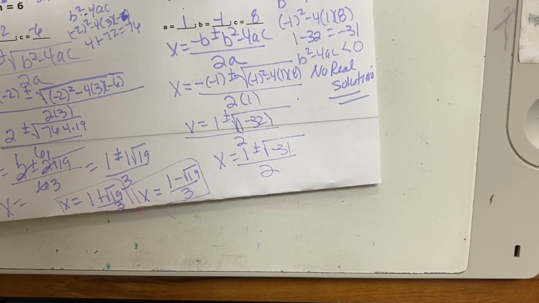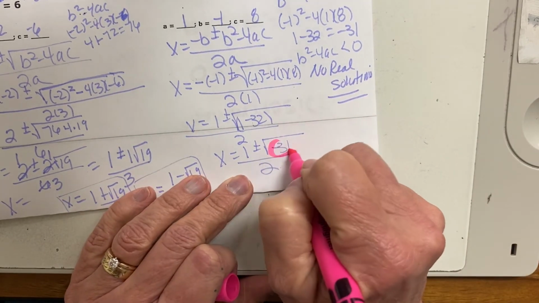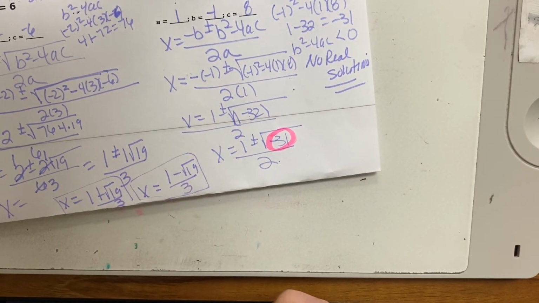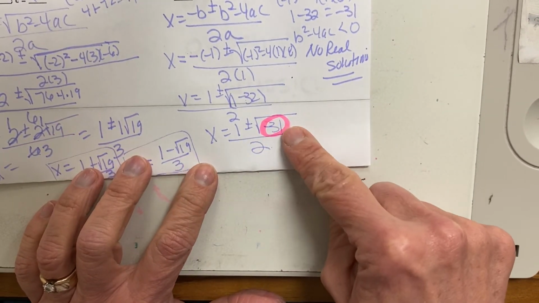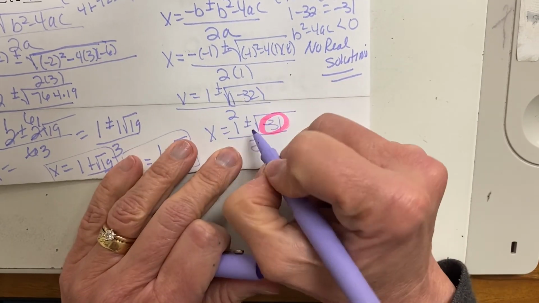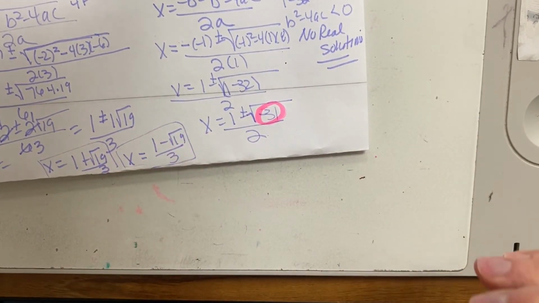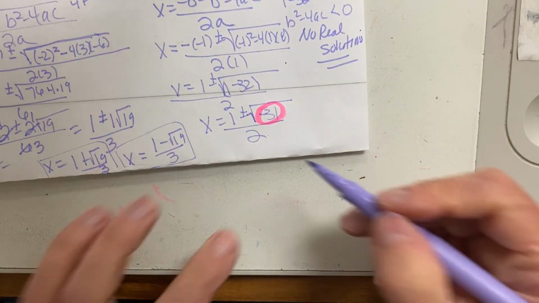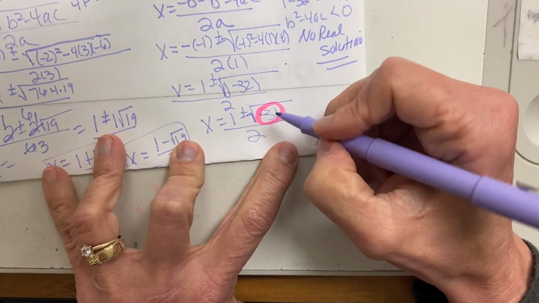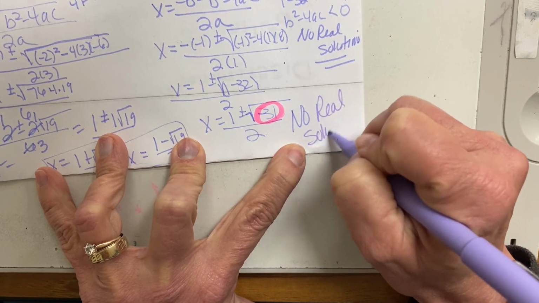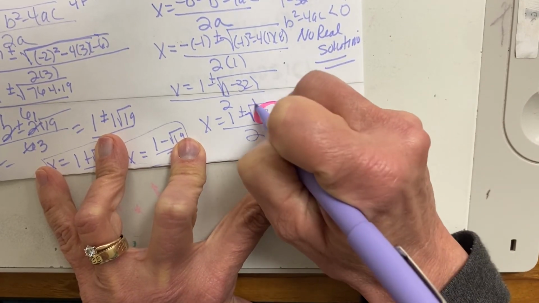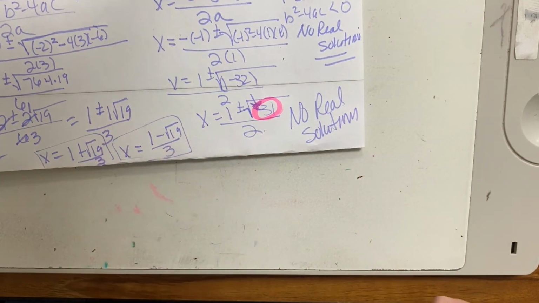So as soon as you get down to this part right here, and you see that you have a negative underneath that square root, that means you're done, because we cannot take the square root of a negative number. That's where we're going to start getting into our imaginary numbers, and we do not do that in algebra. So this is going to be no real solutions because of this negative right there. That's no real solutions. So this is our stopping point.